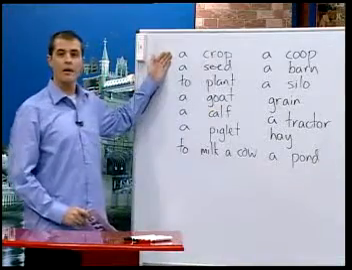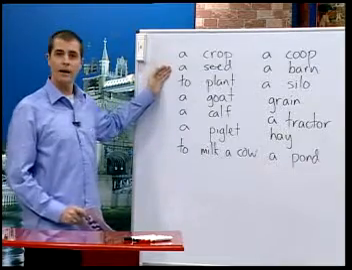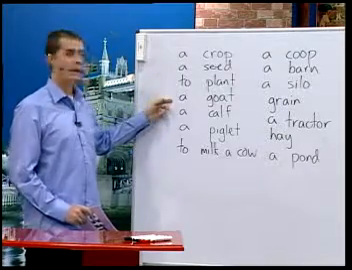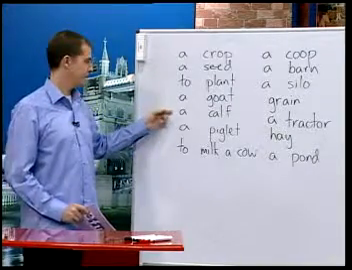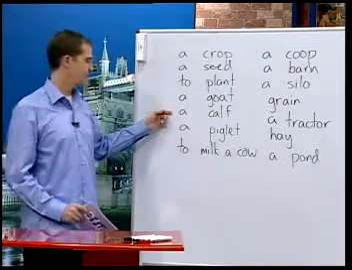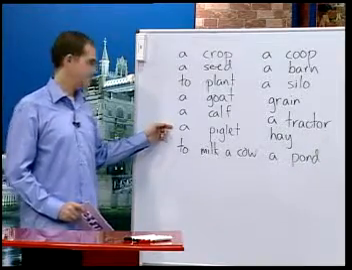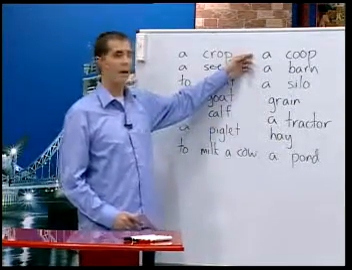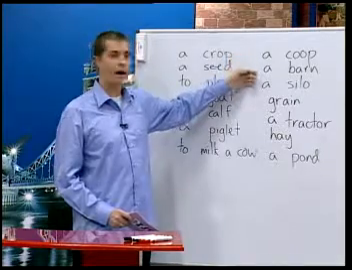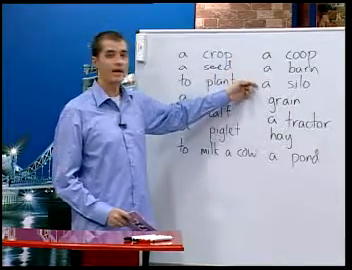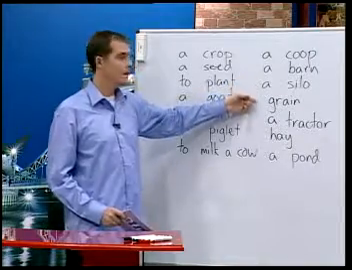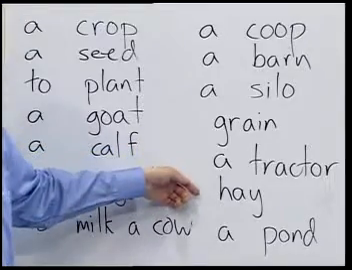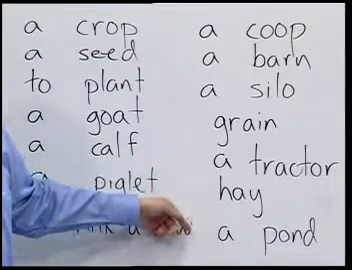First we have a crop, a seed, to plant, a goat. Here is a calf, a piglet, to milk a cow, over here, a coop, a barn, a silo, grain, a tractor, hay, and a pond.